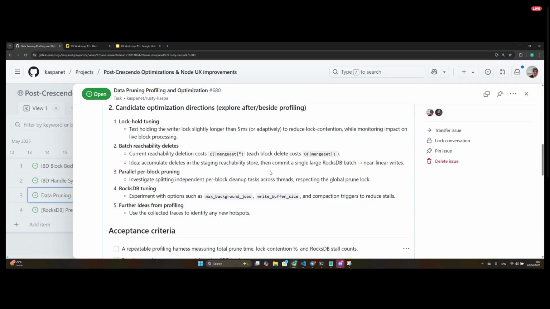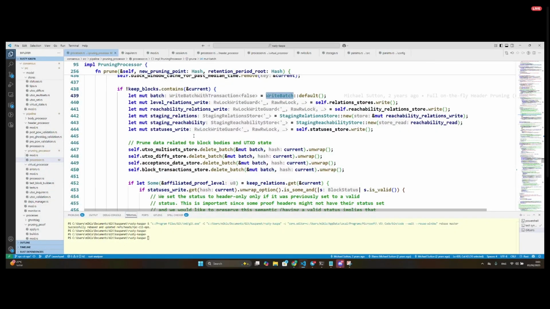You think it can actually batch the logic? No. Oh, you think maybe? Yeah, I don't know. I was pointing out what I described here: the idea is to accumulate deletes in the staging reachability stores and commit a single large batch. Yeah, but I think there's a way to maybe do that under the hood, so that it does that for you. But then I think it could use some kind of write-ahead log or something, so I'm not sure if that will actually speed things up.